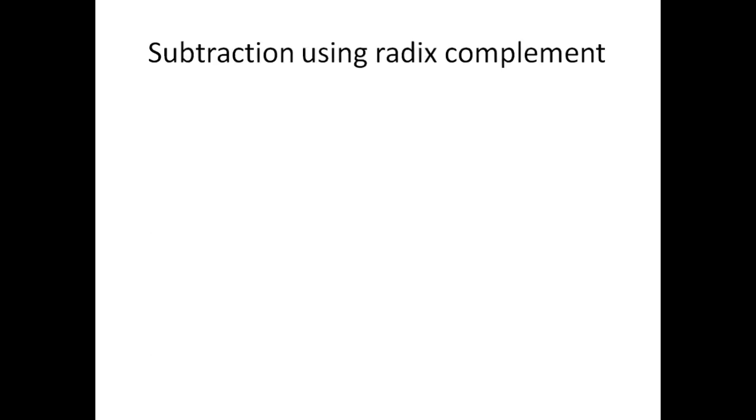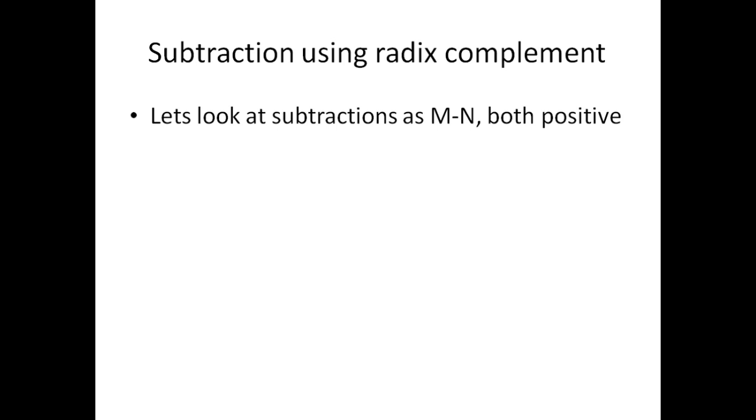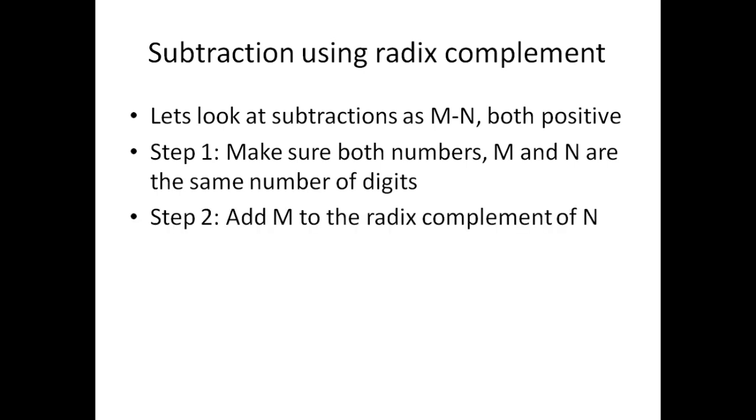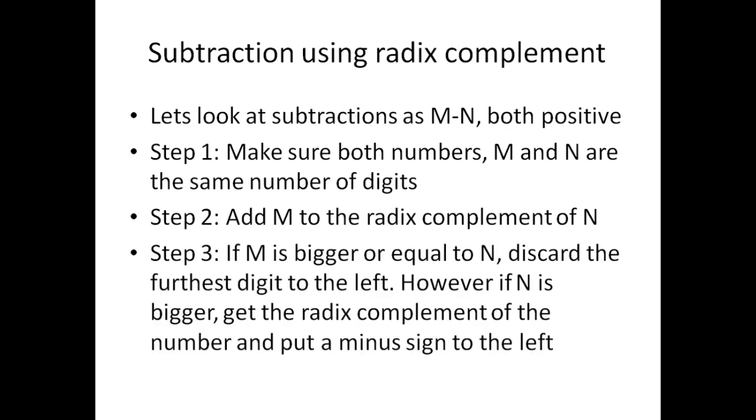Now let's see how to subtract using radix complement. Think of it as m minus n, where both are positive. Firstly, you have to make sure both numbers have the same number of digits. If they aren't, you can just add zeros to the left of the smaller number. Then get the radix complement of n and add it to m. If m is bigger or equal to n, then discard the furthest digit to the left. But if n is bigger, then you get the radix complement of that number and put a minus sign to the left of it.